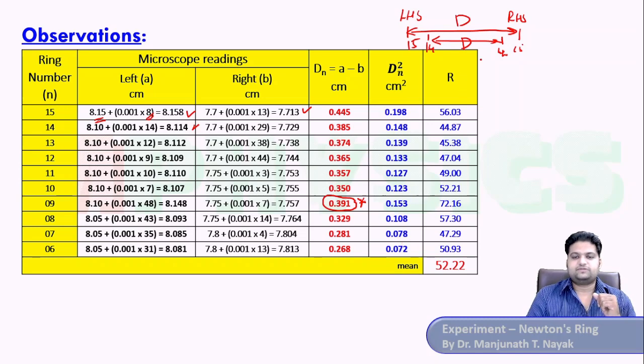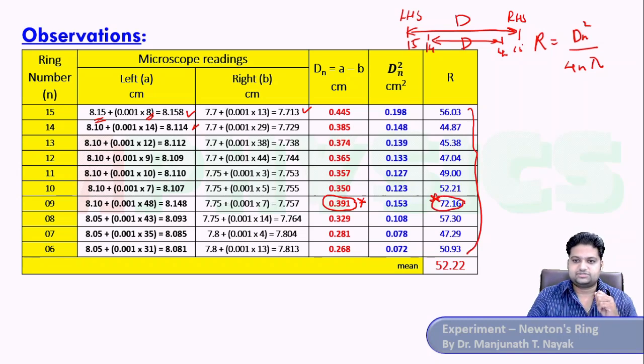Okay, then what was the formula? The formula was that the radius of curvature is equal to Dn square upon 4n lambda, correct? Where lambda was 5890 into 10 raised to minus 8 centimeter, and these are the Dn square values. n is the ring number, 15, 14, 13, and so on. If I do that, I find the radius of curvature to be somewhere between 55 and 50, except this one whose point I got a little wrong, obviously showing a much higher radius of curvature. The mean of it is 52.22.